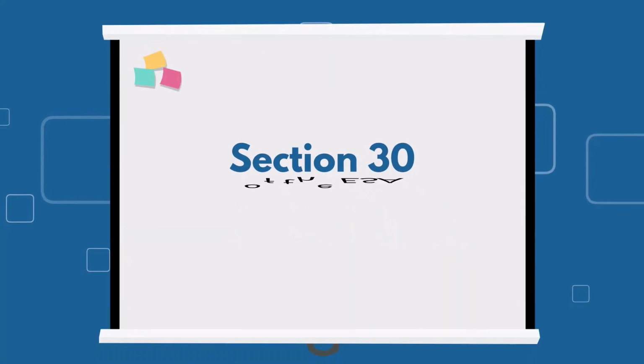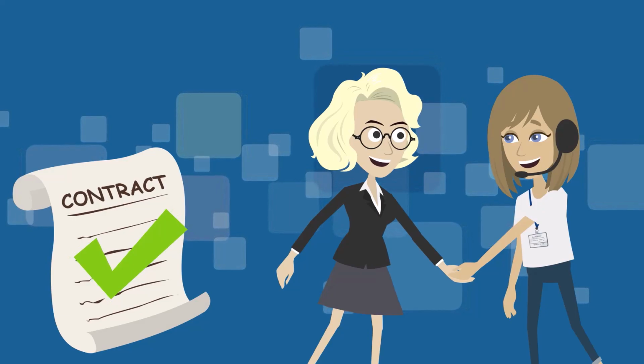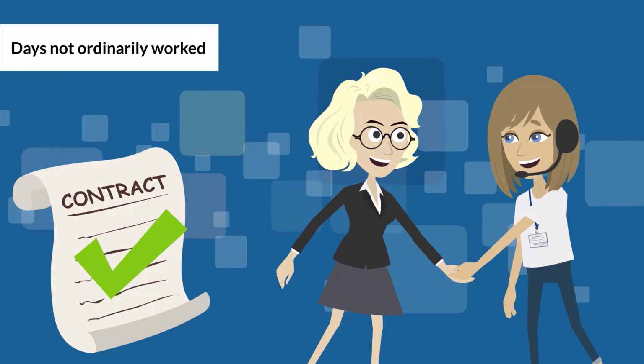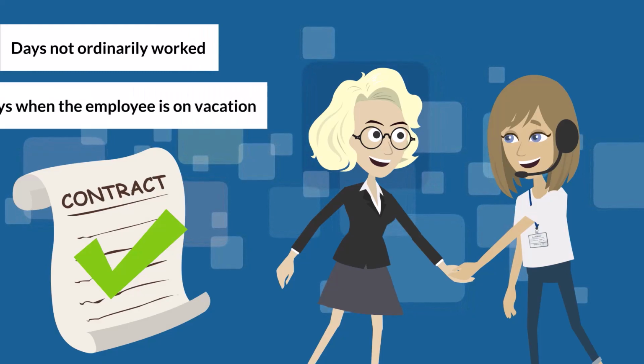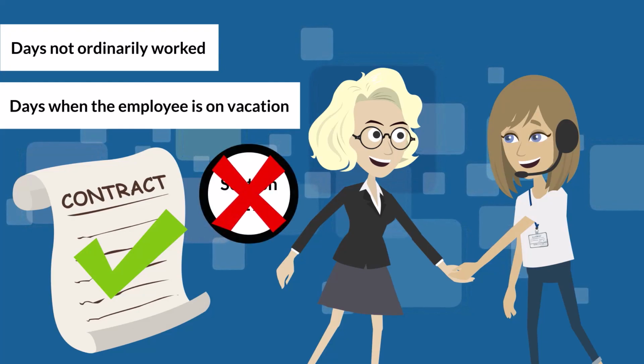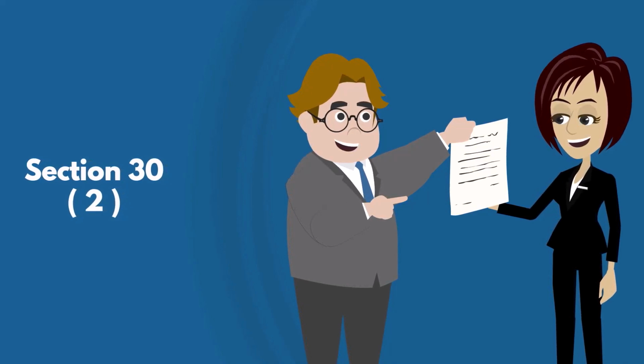Moving on to Section 30 of the ESA, this section addresses formal contracts and agreements between employees and employers regarding work on public holidays that fall on days not ordinarily worked or days when the employee is on vacation. Under such agreements, the provisions of Section 29 do not apply. Section 30, subsection 2 outlines the employee's entitlements in these situations.